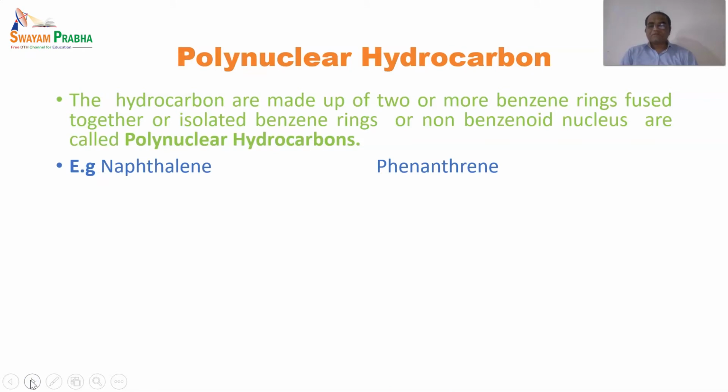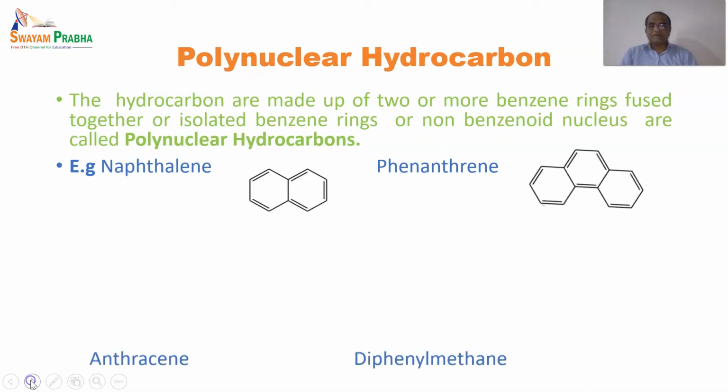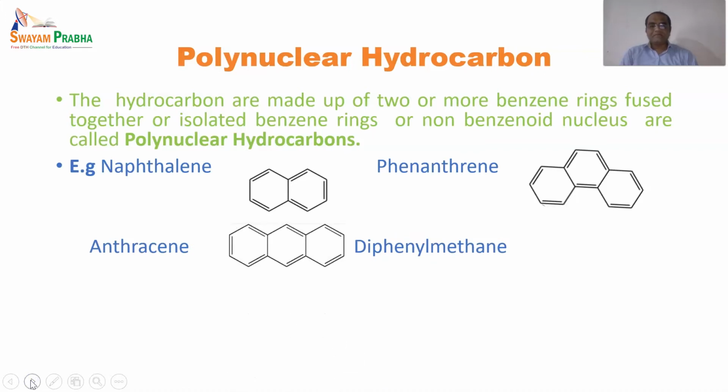We will see some representative examples from these polynuclear aromatic hydrocarbons. One of them is naphthalene, where two benzene rings are fused. After that we will look at phenanthrene and anthracene. They have 3 aromatic rings. The only difference between phenanthrene and anthracene is that anthracene has a linear chain of aromatic rings, linearly arranged, while phenanthrene is not linear, or we can say it is a non-linear one.